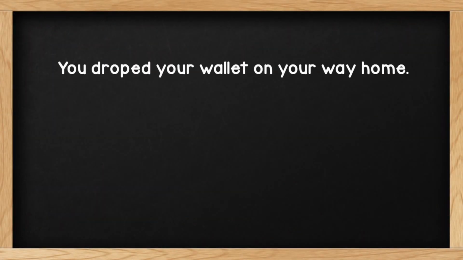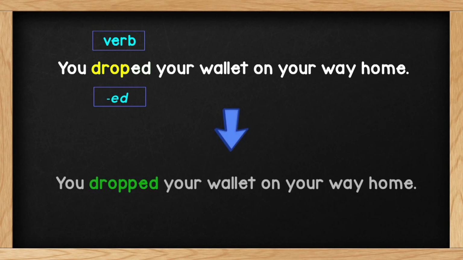Our first sentence is, you dropped your wallet on your way home. Can you identify the verb? Correct, it is dropped. It is a regular verb. However, the spelling of this verb is incorrect. The original form of this verb is drop. If you look closely, the verb drop ends in a consonant and has a vowel before it. Hence, we have to double the consonant and add ed to the end of this verb. So the correct answer will be, you dropped your wallet on your way home.